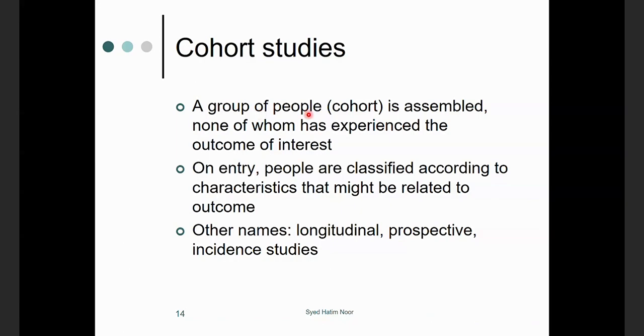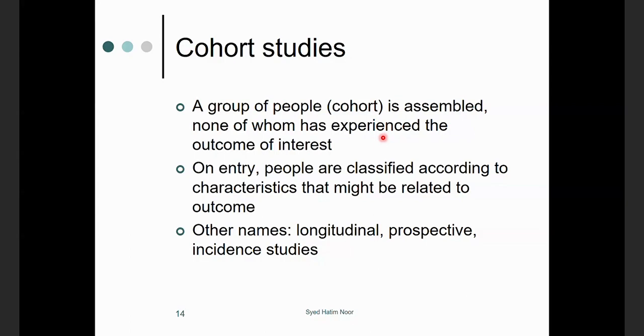A cohort is actually a group of people. In a prospective cohort, none of them has experienced the outcome of interest. For example, smoking and lung cancer: the lung cancer has not happened yet, so you just observe these smokers and non-smokers until they develop lung cancer. They don't experience the lung cancer yet. So that is a prospective cohort.